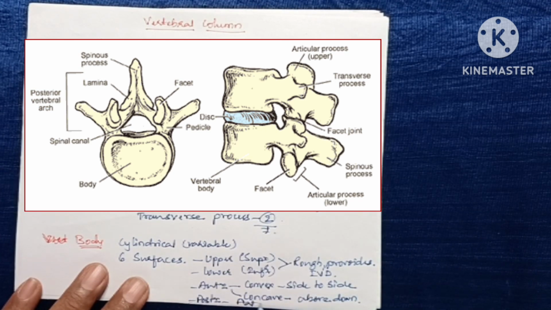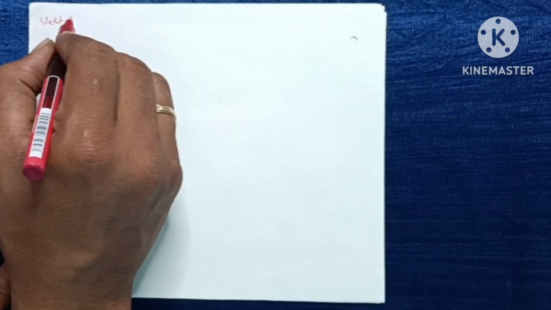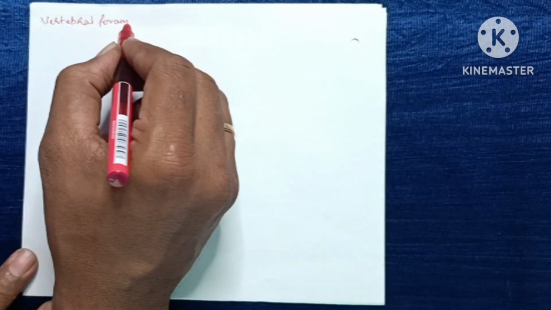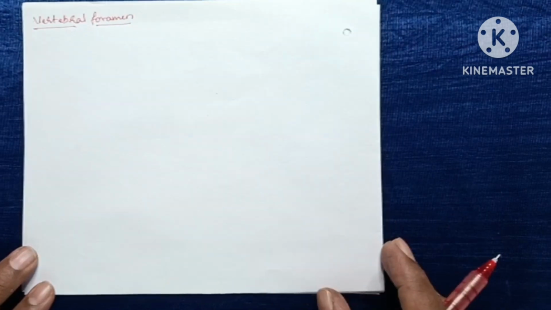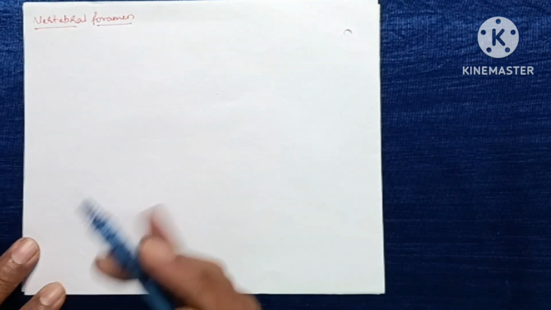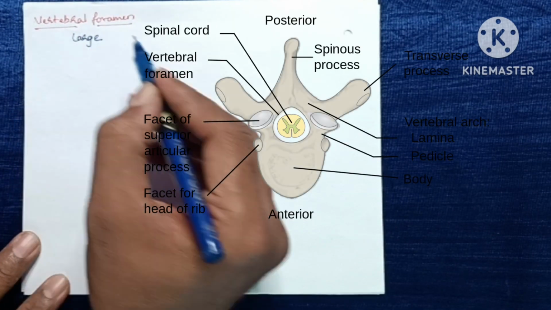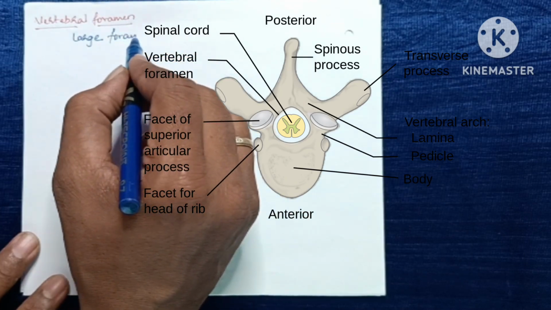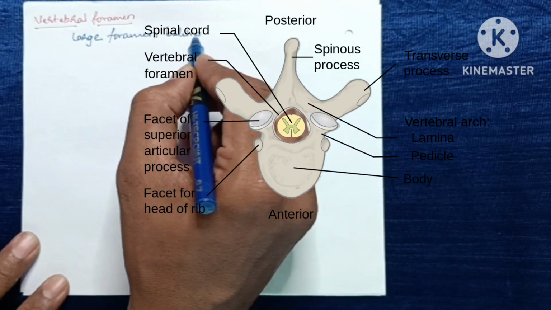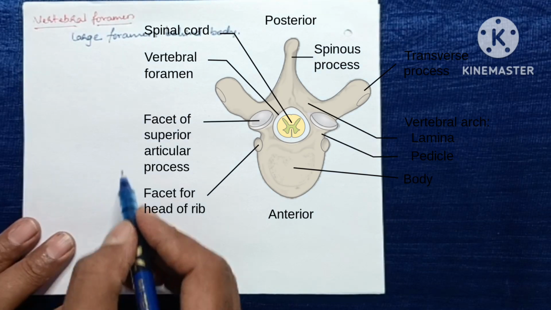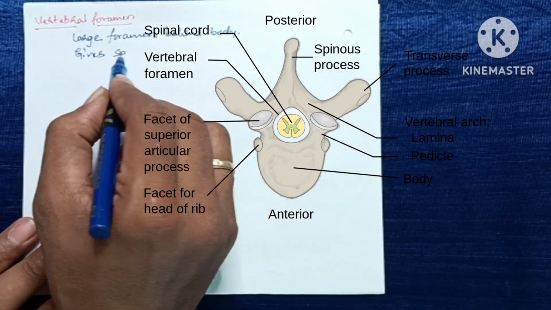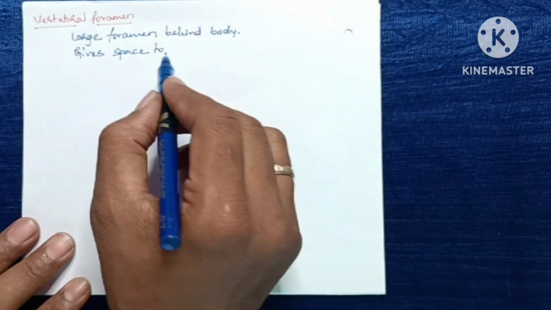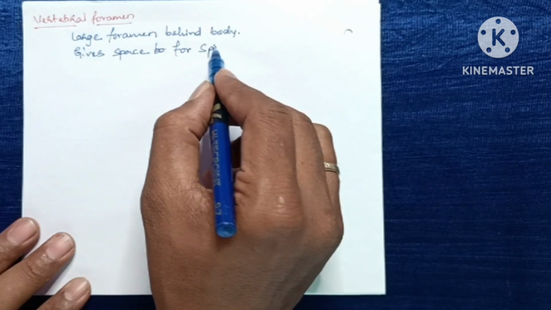Then there is the posterior surface, which is flat above and downwards, and also the lateral surface, which is flat above and downwards. Now we'll talk about the vertebral foramen. The vertebral foramen is a large foramen behind the body and gives space for the spinal cord.